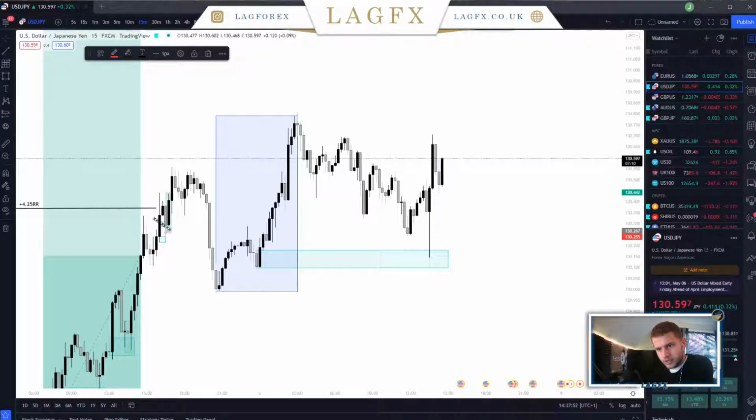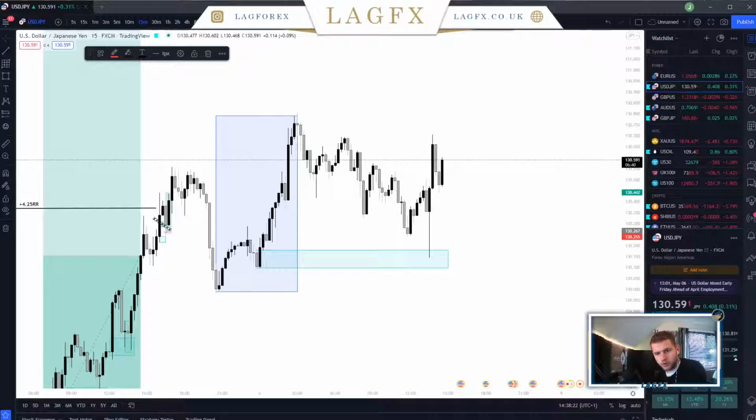Another poll in here. What are your favourite time sessions to trade? New York, London, Tokyo, or Sydney? Very good question. I think for me, personally, I prefer trading the New York session, just because I believe that's where we get a lot of volatility. However, all of these sessions are definitely valid.